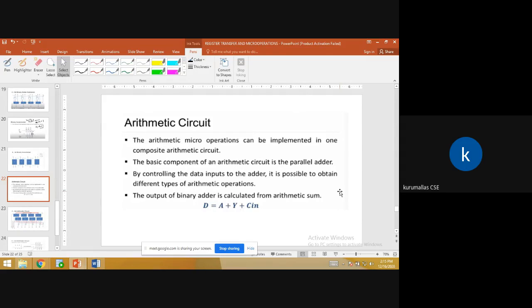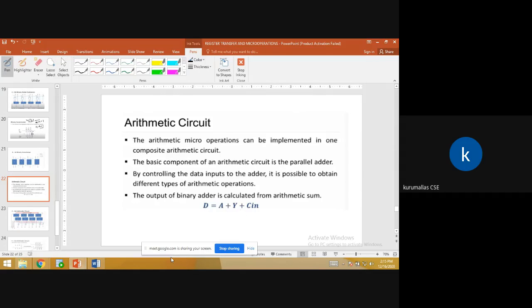The output of the binary adder is calculated from the arithmetic sum, which means that D equals A plus Y plus C in, right? So here, this is one input, this is another input, this is the carry. How it is performing the sum D equals A plus Y plus C in, we can see in the next slide, right?